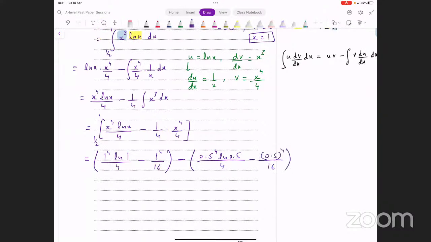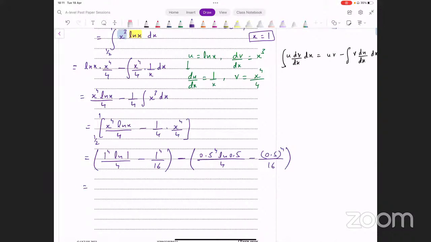All right. Now let's simplify this, and that will give us the result. ln 1 is 0, so the first term becomes 0. Then 1 over 16. Then we have 0.5 raised to power 4 into ln of 0.5. Let's evaluate 0.5 raised to power 4 and see what fraction we get. 0.5 raised to power 4 is 1 over 16. And there is also a 4 below, so this becomes 1 over 16 into 4, which is 1 over 64 into ln of 0.5.